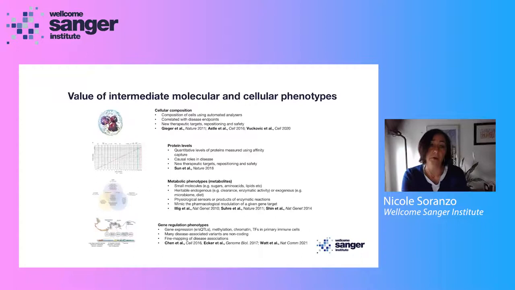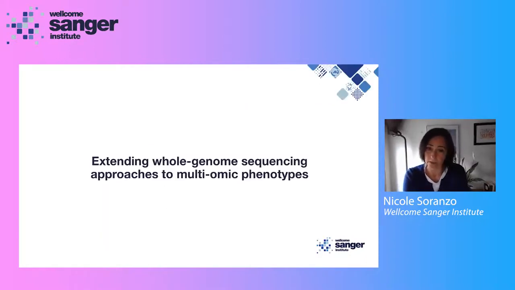Indeed, we were among the early adopters of these technologies at scale in population cohorts. And using quantitative trait loci approaches, we were able to show that indeed phenotypes such as gene regulation phenotypes, metabolites, proteins, or indeed cellular composition phenotypes can really provide us with a much more resolved view of the effect of individual genetic variants. So today, I'd like to tell you a little bit about three examples of work that we've done, particularly exploiting some of these approaches.